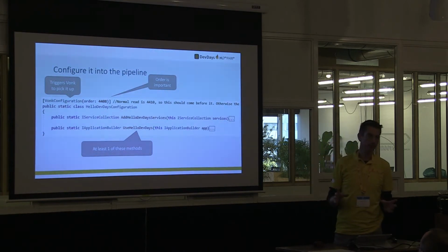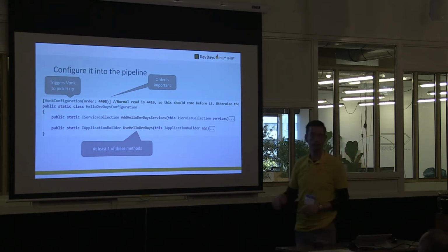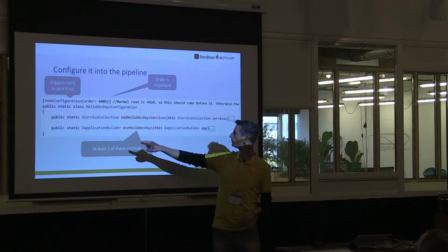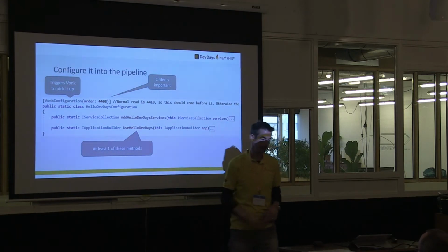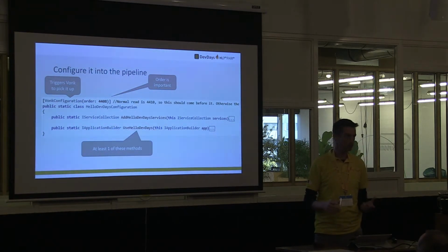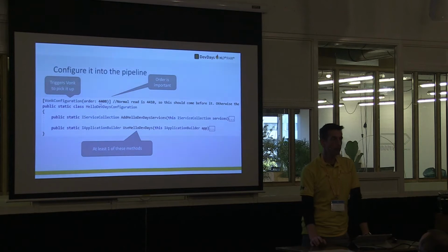In normal ASP.NET, you can configure services for dependency injection, so services that need to be resolved. And you can define middleware in the pipeline, and we have two methods that resemble exactly that. One takes a service collection and returns it, and one takes the application builder and returns that. If you have only one of the methods, that will be picked up. If you have both, both will be picked up. Now the order, as you see here, is important. As I stated before, you can put it anywhere in the pipeline, and this order determines where it will be.